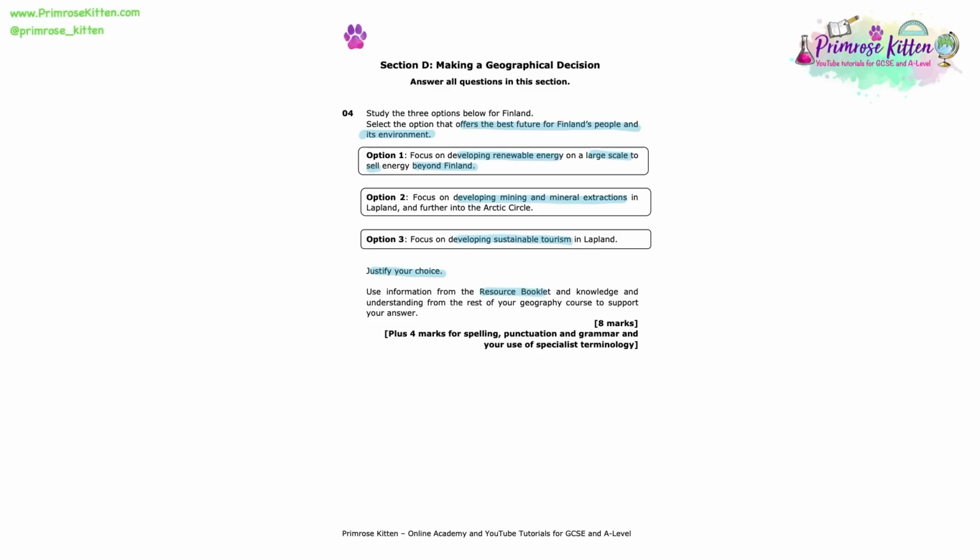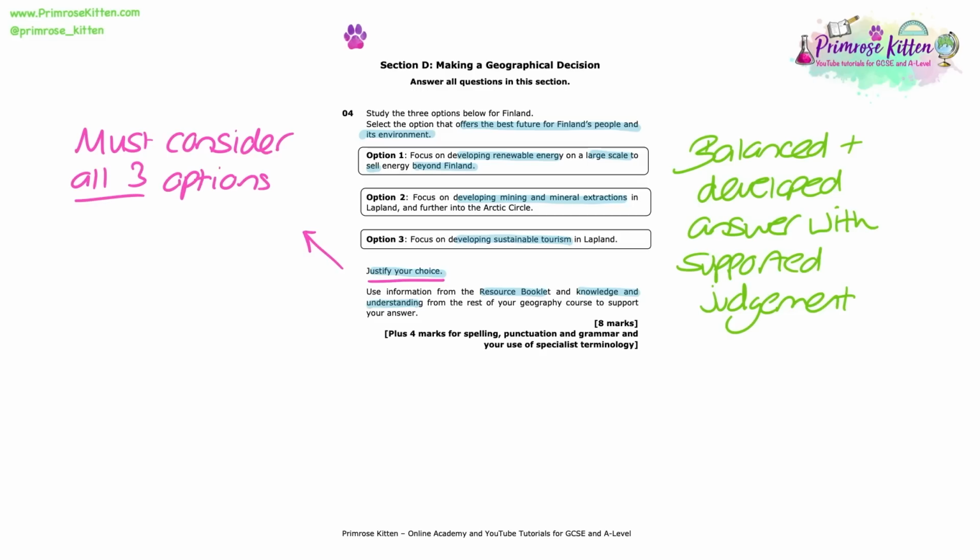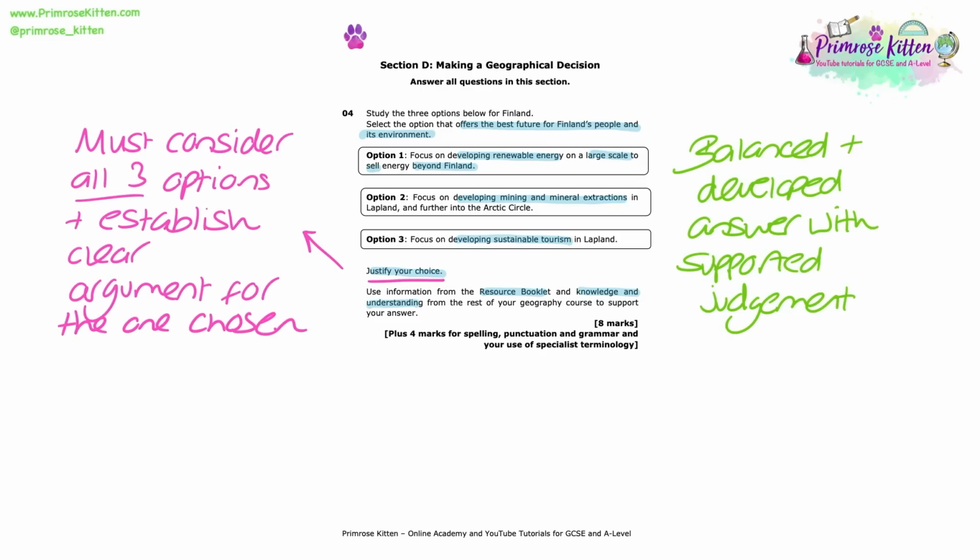Use information from the resource booklet and knowledge and understanding from the rest of your geography course to support your answer, for 8 marks, plus 4 marks available for spelling, punctuation, grammar, and your use of specialist terminology. A top-level response to this answer will need to be balanced and developed with a supported judgment. In order to justify your choice, you must consider all 3 options in your answer, and then establish a clear argument for the one you have chosen.